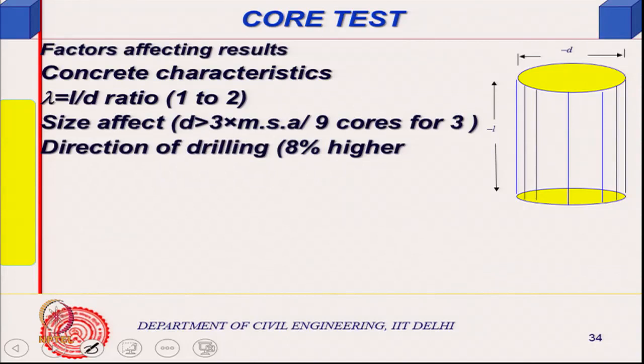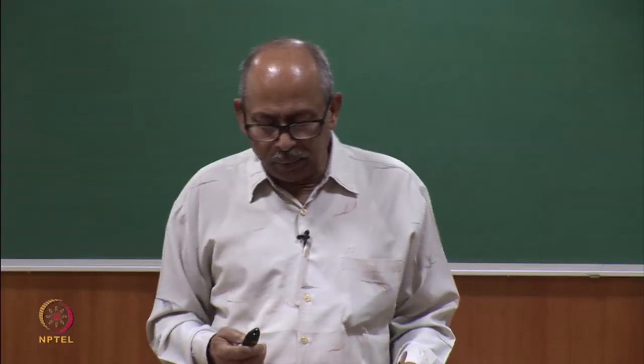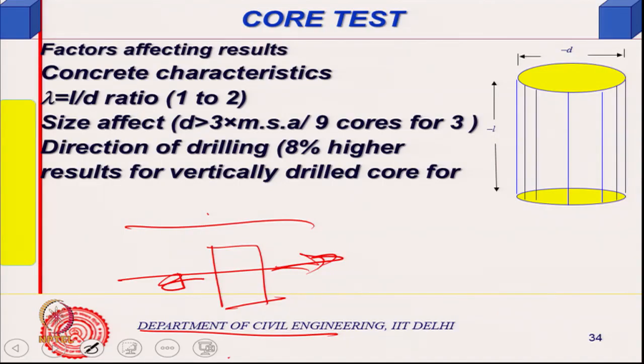This is not really the size effect one understands in fracture. Another thing is the direction of drilling, because casting is done in this manner, from bottom to top. If you drill along this direction, there will be a layer effect, because failure is due to Poisson's effect along the transverse direction. So, this will be like that, the layer effect. There are 8% higher results for a vertically drilled core because of the layer effect.